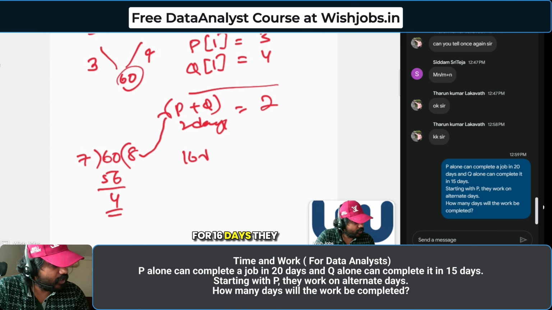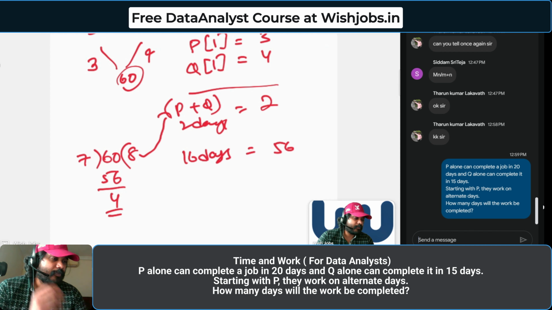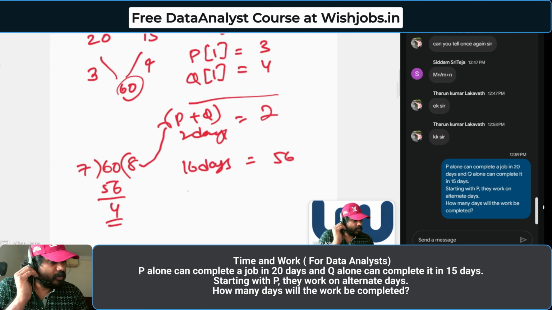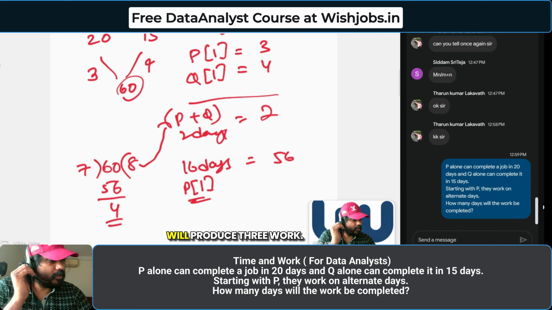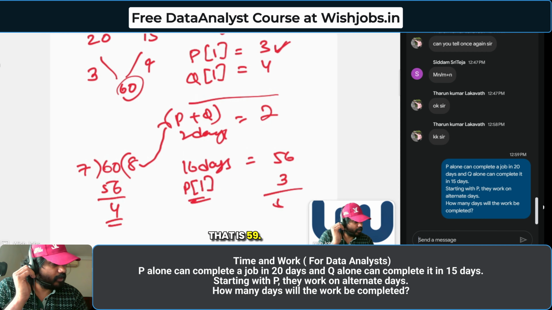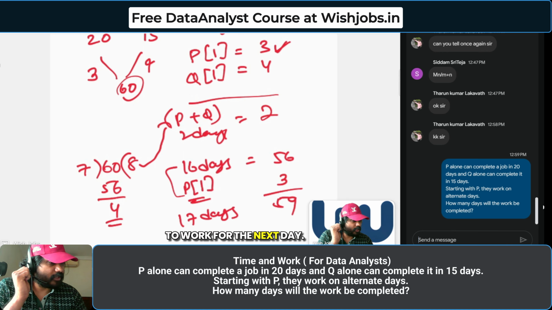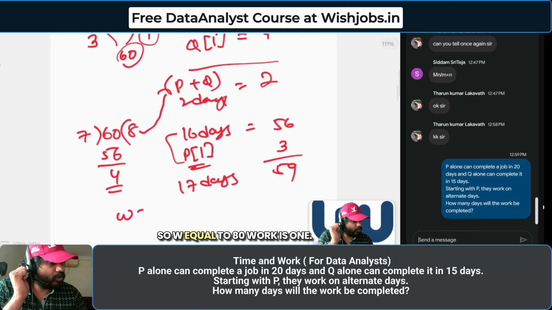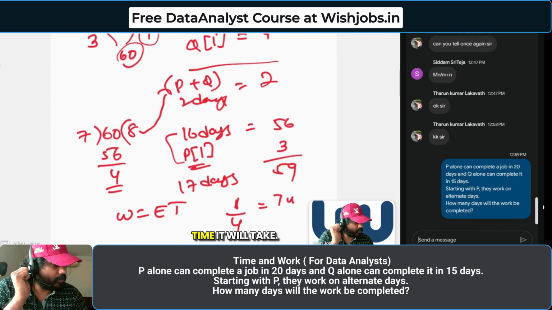So for 16 days they will do 56 work, and next day again P works for one day and it will produce 3 work, that is 59. So that means they completed 17 days working, and Q has to work for the next day, but it has an efficiency of 4, but the work to be completed is only 1. So W equals E times T, work is 1, efficiency is 4. That means 1 by 4 time it will take. So the answer would be 17 1 by 4 days.